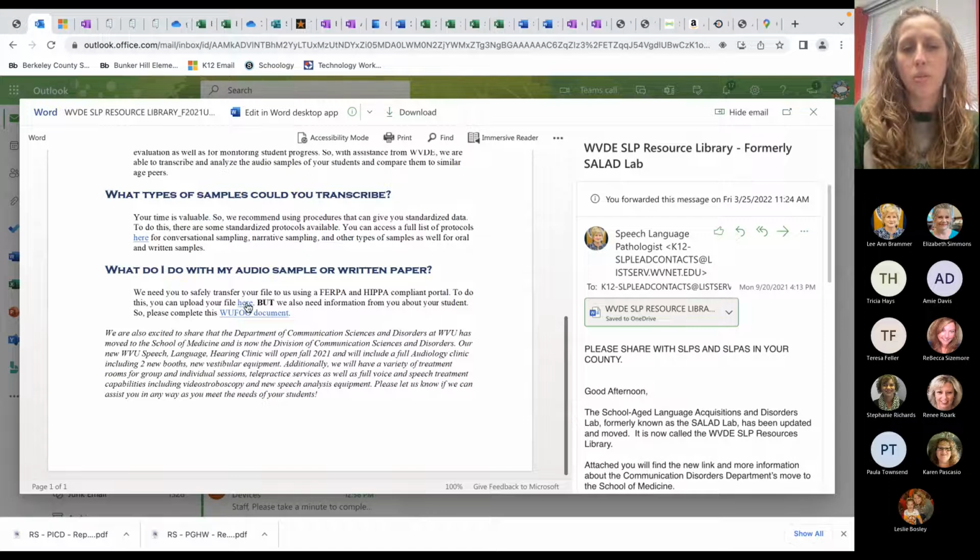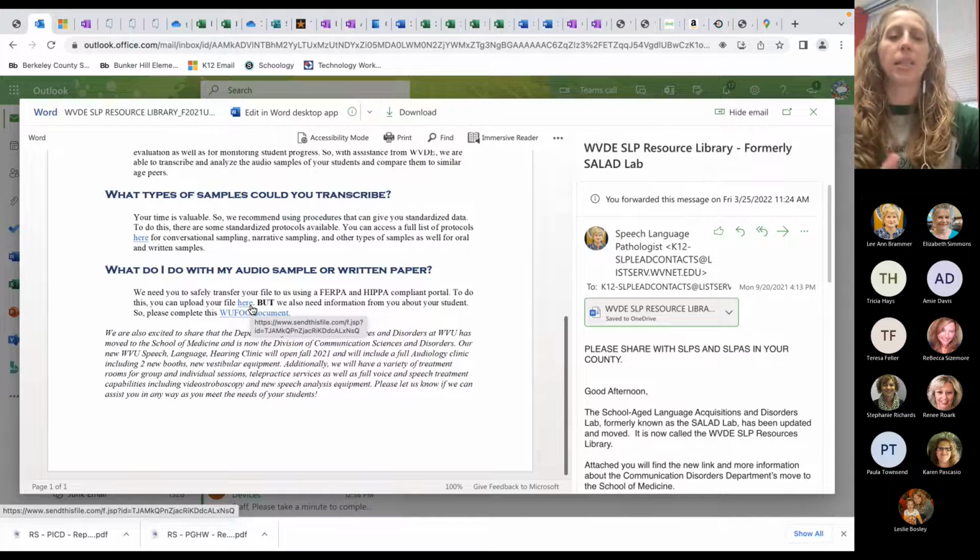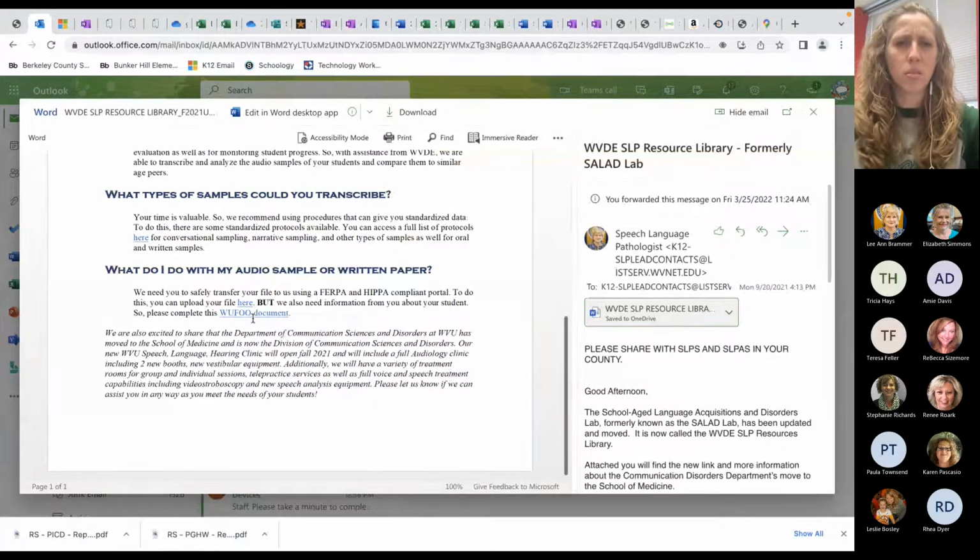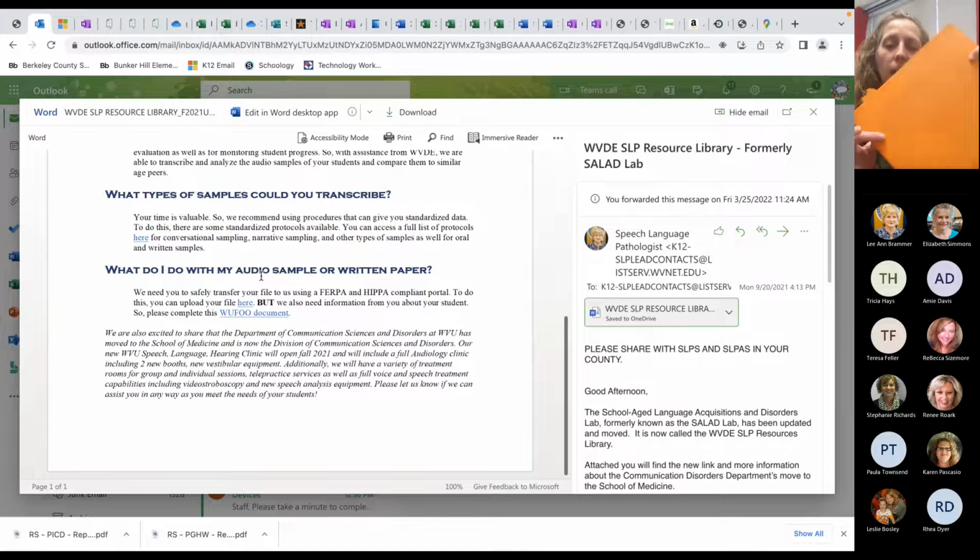Actually, it won't let me follow it I think. But you'll click on this button, and then it will let you go and upload your file to the WVU site. And this is where it gets really important. Are you seeing my screen? Yes. Okay, good. This is where it gets important to have the folder that you know about.